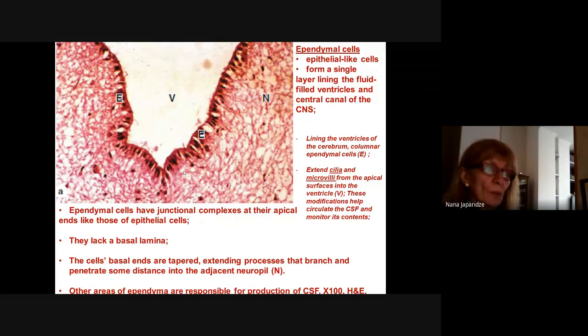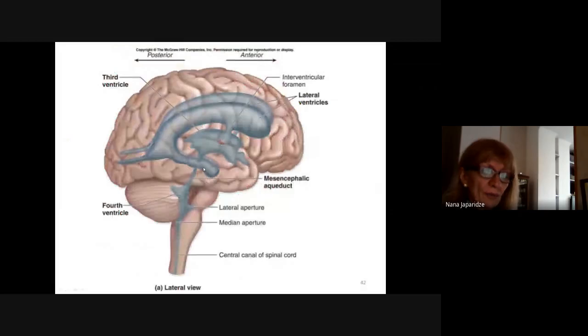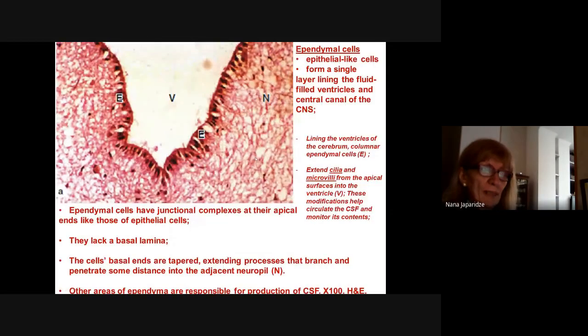They have no basal lamina. Despite being epithelial cells, they are derived from ectoderm. They have no basal lamina. And their ends are tapered and they extend into the deeper parts of brain tissue. And they might be attached, for example, to some processes.